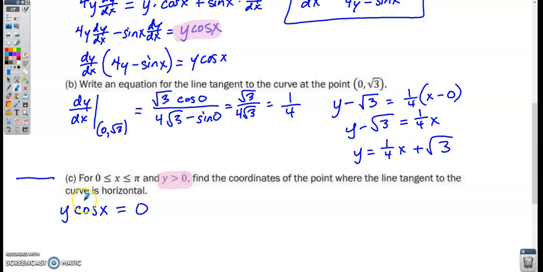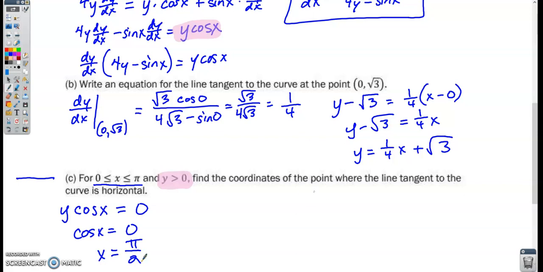But y is greater than 0, so this is not equal to 0. And so my solution for this is going to be when cosine of x is equal to 0. And I'm going to find the x value between 0 and pi that makes that true. And that leads to an x value of pi over 2. Okay, that's the x coordinate of the point where the tangent line to the curve is horizontal.